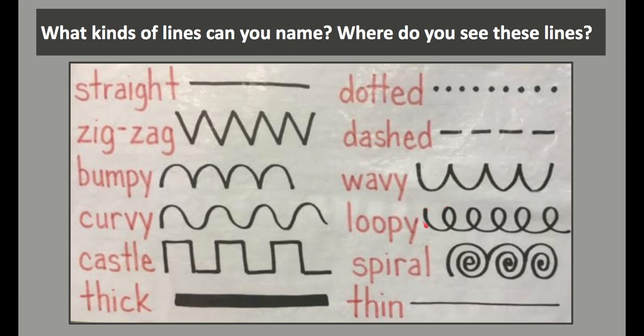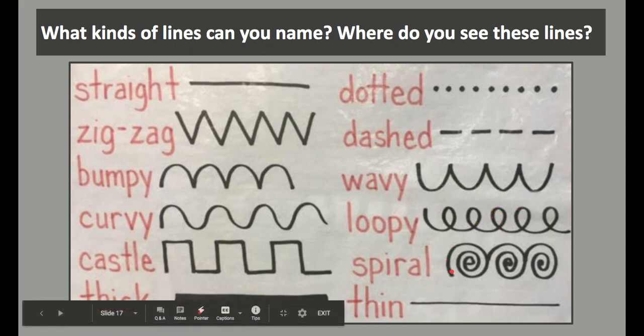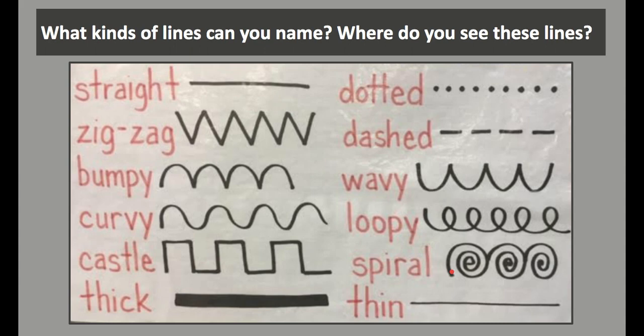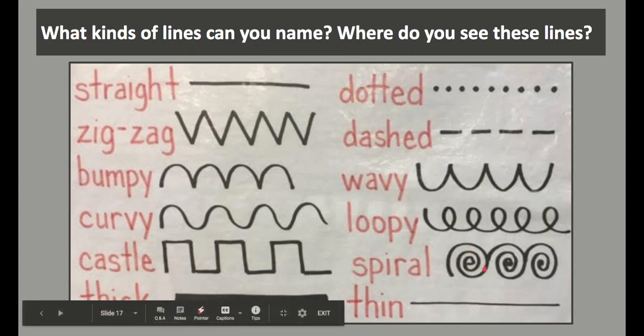I see a loopy line. Loopy, loopy, loopy, loopy. I see a spiral line that goes around and around. It gets smaller and smaller. So it goes around and around and around until you can't go anymore. Or you could start at the inside and work your way out and get bigger and bigger, around and around and around. And at the very bottom, I see a thin straight line.